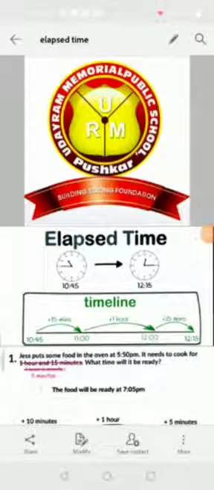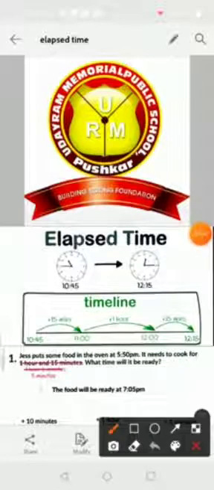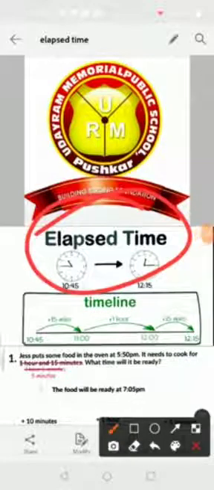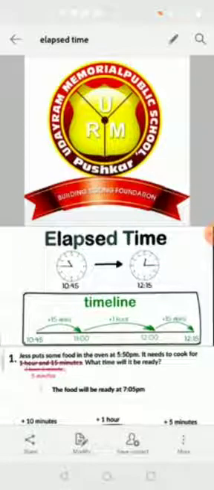So let's get started with today's topic, which is elapsed time or time interval. First of all, we will learn what elapsed time or a time interval is. A time interval is the amount of time between two given points in time.